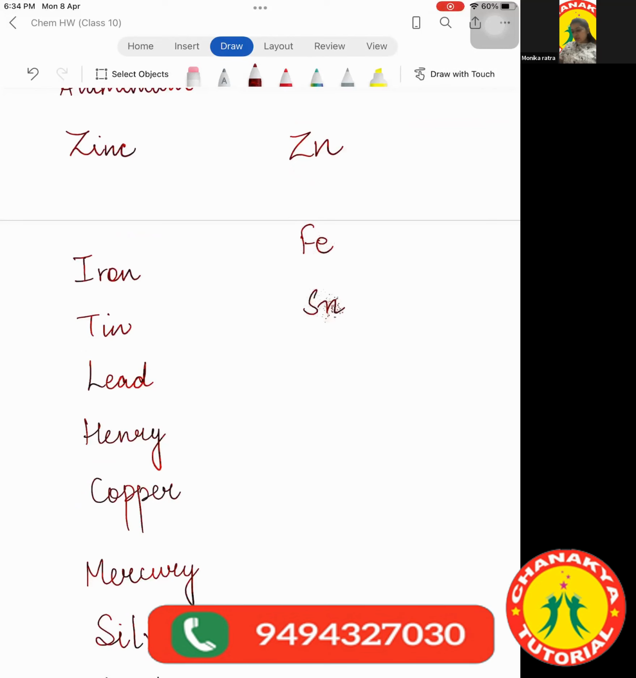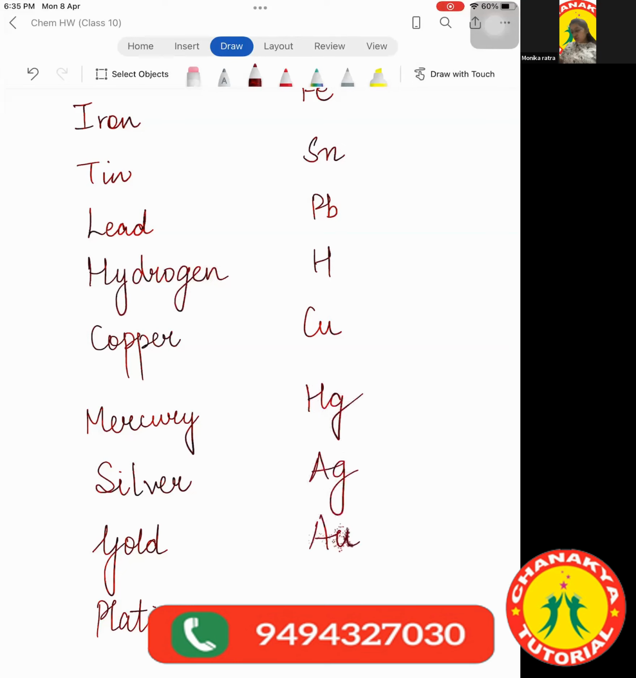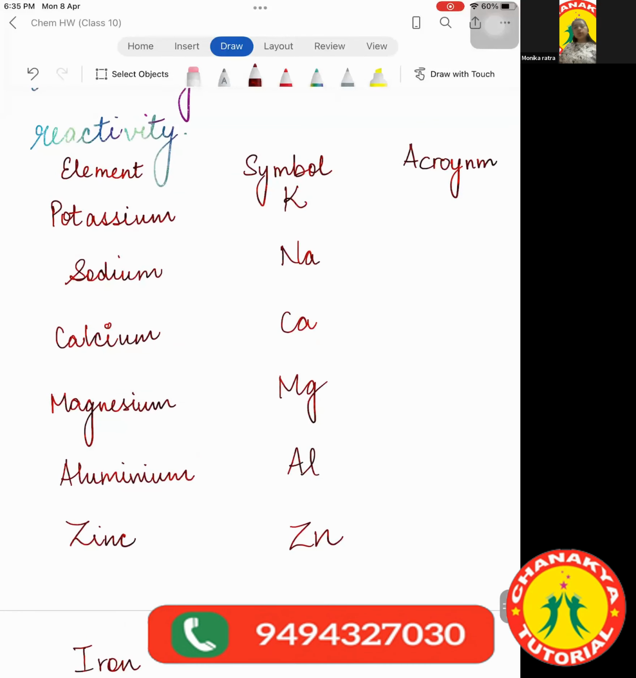Tin is Sn, lead is Pb, hydrogen is H, then copper, mercury, silver, gold, and platinum. Children, now let us look at the acronym. It will make it much easier for you to remember all of this. So we can learn it in this manner.